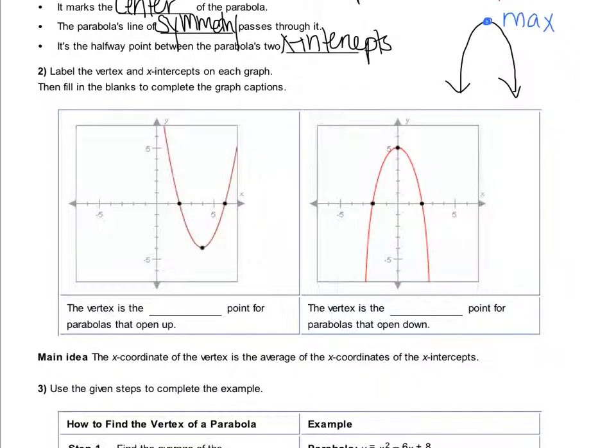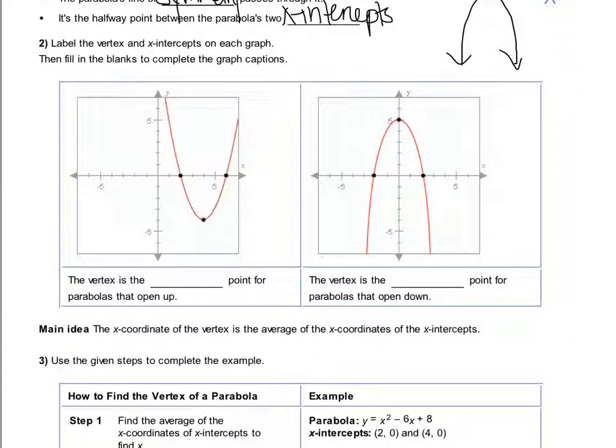Okay, so if I'm looking here, it says to label the vertex and the x-intercepts on each graph. So the vertex is the minimum point for parabolas that open up. It's this point down here. And the coordinates of this point are 4, -4. So that would be my vertex.